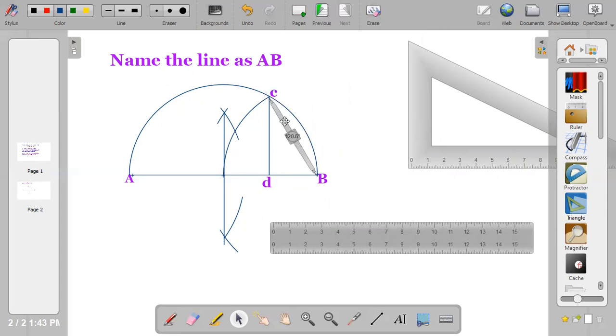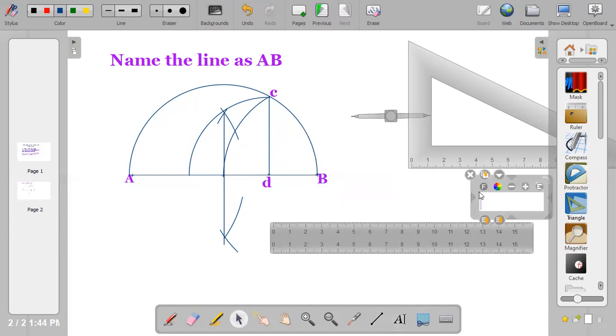So now using radius DC, let's get the radius. All right, using radius DC just like this, center at D, you draw another arc to cut line AB at point E. So I'm going to name the next point as point E.